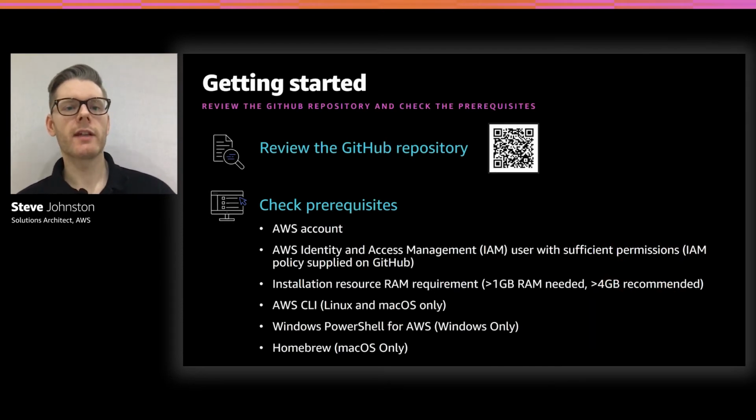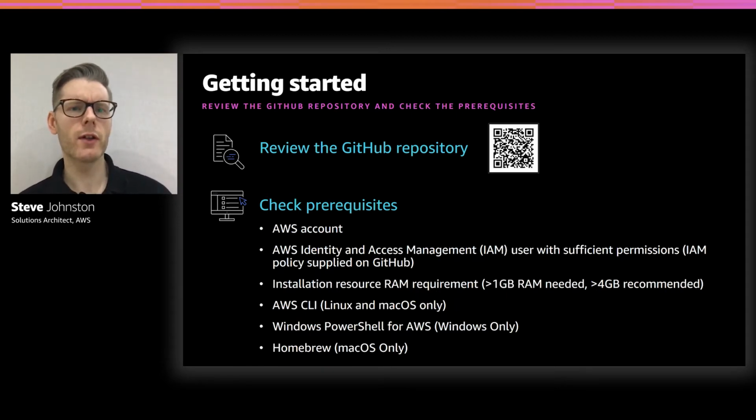The FHIR Works on AWS toolkit is open source and it's available from GitHub. It's really easy to get started. We have a scripted deployment in which you can deploy into your AWS account in around 30 minutes. And to get started, have a read at the GitHub repository. It'll cover off everything that we mentioned here.